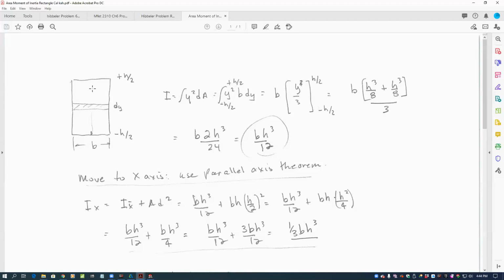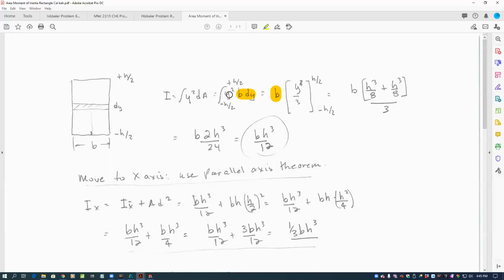And in this case, if we wanted to determine what that equation is for a rectangle, simplified equation, we could use this differential element and integrate it from a minus h over 2 to a positive h over 2. So we have y squared. That element area would be b times dy. And so b is a constant. We'll move that outside the integral sign.